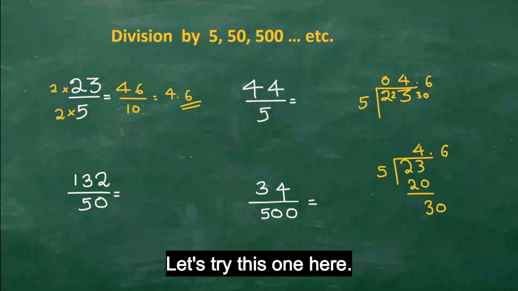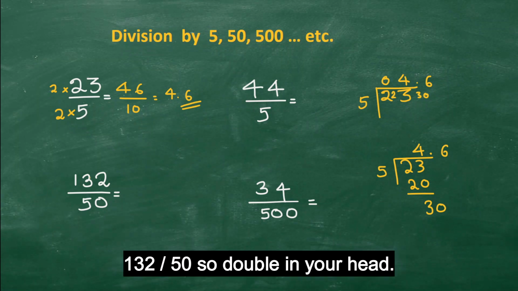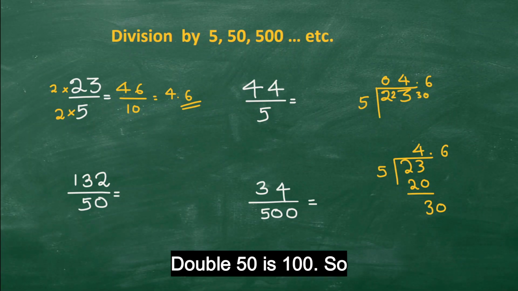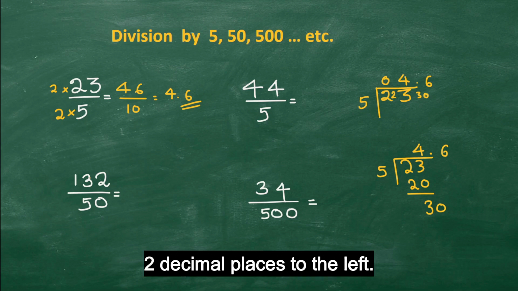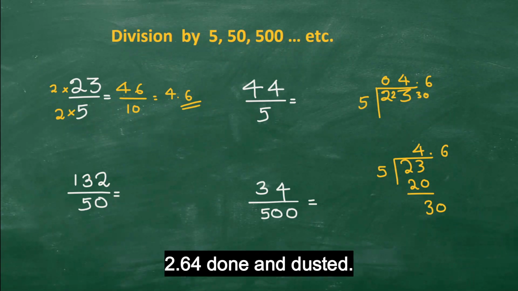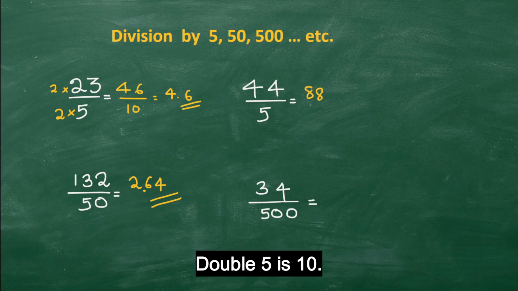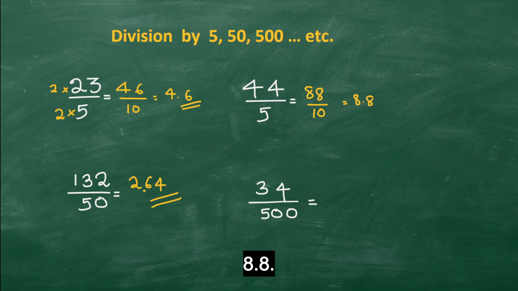Let's try this one here. 132 divided by 50. So double in your head. Double 132 is 264. Double 50 is 100. So 2 decimal places to the left. 2.64. Done and dusted. Double 44 is 88. Double 5 is 10. That will be 8.8.